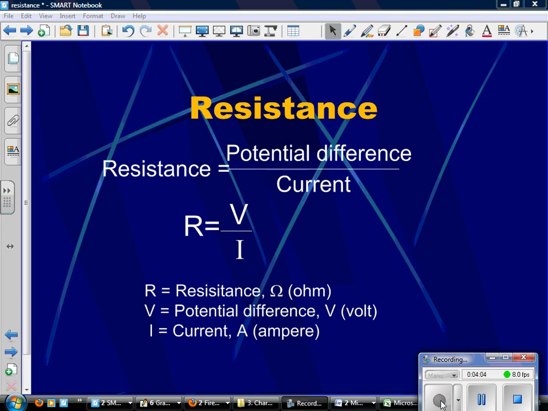Now, resistance is measured in ohms. That's what that symbol there stands for, ohm. So I'll take a moment and say it because it's funny. Ohm. All right, that's enough.